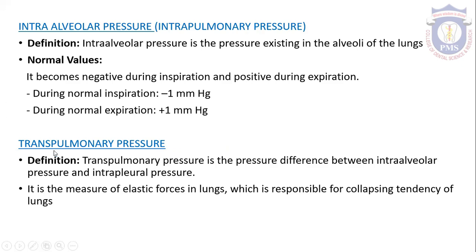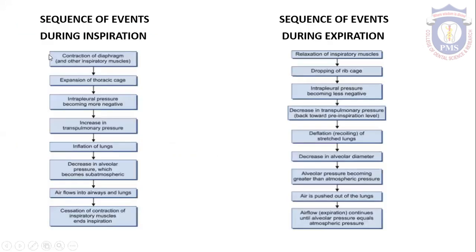Now, the next one is transpulmonary pressure. That is, it is the pressure difference between intraalveolar and intrapleural pressure. And it is a measure of elastic force in the lungs, which is responsible for the collapsing tendency of lungs. So as a result, there are two major pressures, intrapleural and intraalveolar. Intrapleural pressure is the pressure that exists within the pleural space, and intraalveolar pressure is the pressure that is located within the alveoli. Now, these are the sequence of events that takes place during inspiration and expiration.